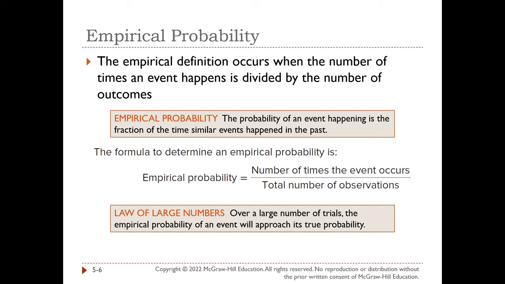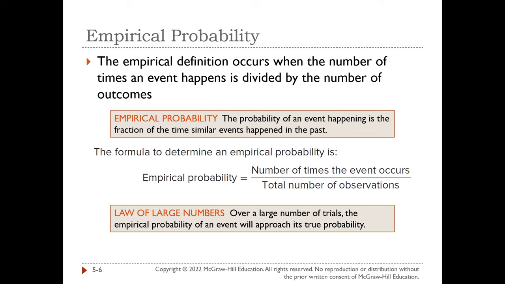The law of large numbers. Over a large number of trials, the empirical probability of an event will approach its true probability. Again, if you keep doing it big time, the more that you have, the more accurate it will seem to be getting, because it will happen more often as we go, or less. So we're going to get its true nature.